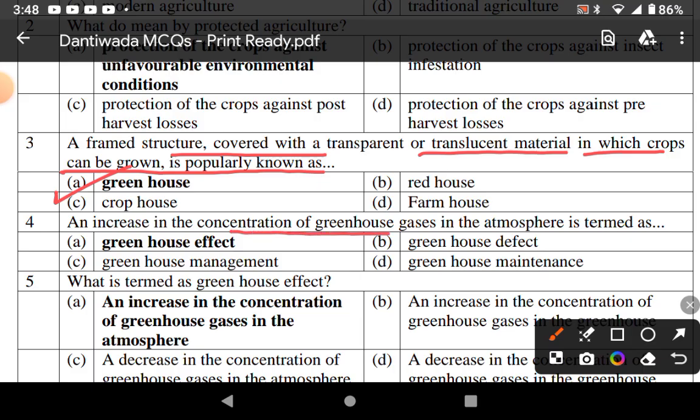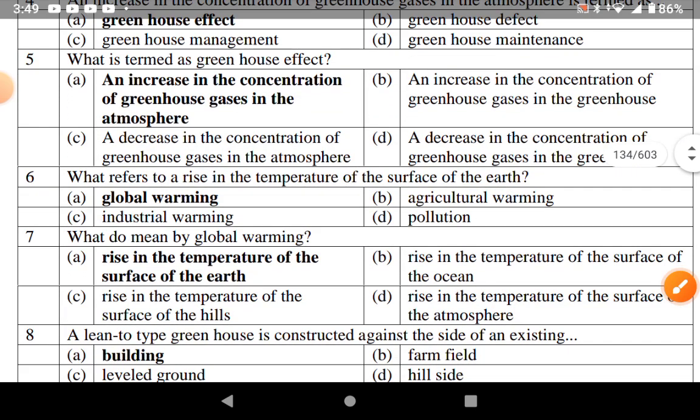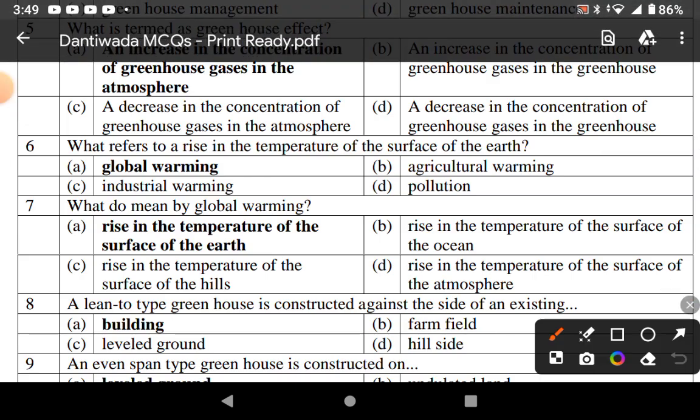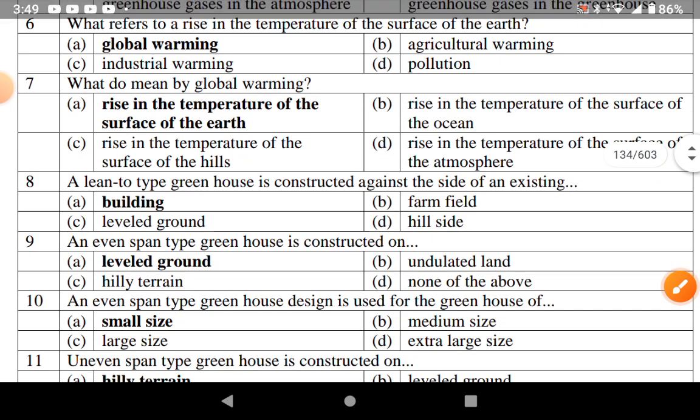An increase in concentration of greenhouse gases in the atmosphere is termed as greenhouse effect. What is the term greenhouse effect? It is the increase in concentration of greenhouse gases in atmosphere. What is referred to rise in temperature of surface of earth? It is known as global warming. What do you mean by global warming? Rise in the temperature of surface of earth is known as global warming.